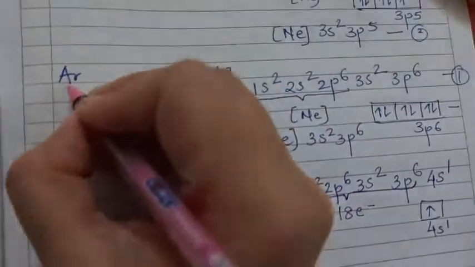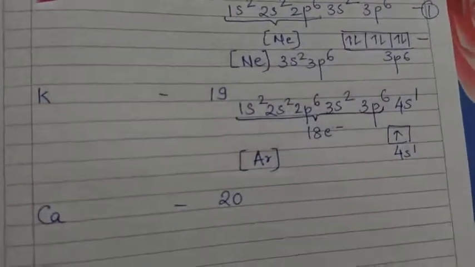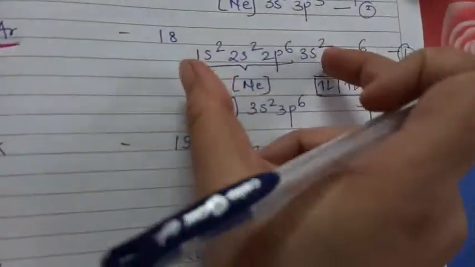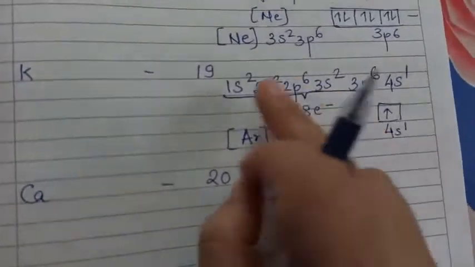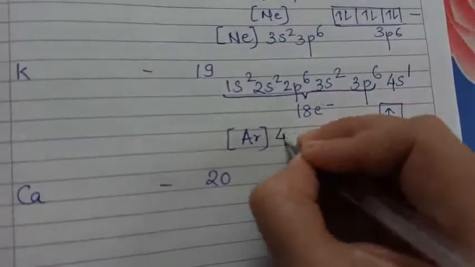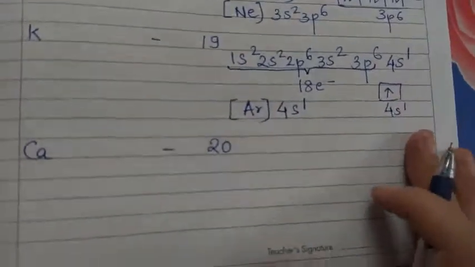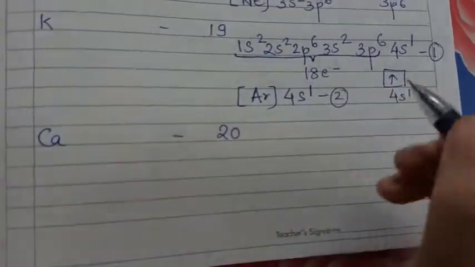So this is again a noble gas. So whenever we get a noble gas, the configuration of the noble gas can be represented in the next element with its symbol. So we can call this much part argon. So what is left? 4s1. So this is the first expanded form of writing, and this is the second way of writing.